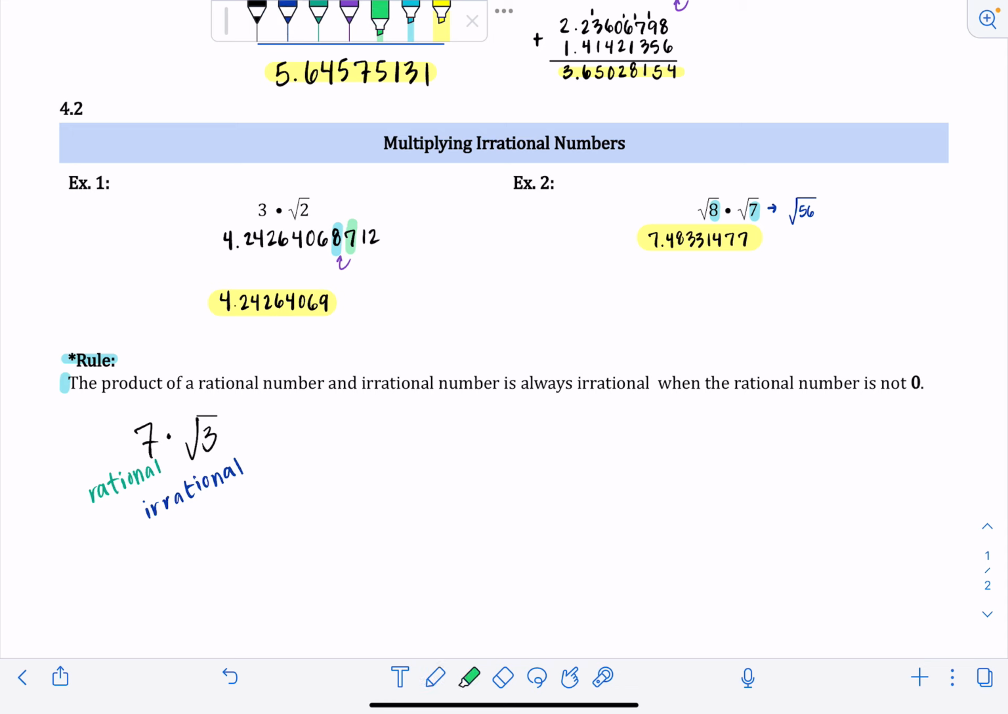This second part, when it says when the rational number is not 0, it's because if I were to make my rational number 0, say it's 0 times the square root of 3, well, anything times 0 is 0, so 0 is not irrational because it's not a decimal that goes on forever. So that's the only case that would make it not irrational, if you're multiplying by 0, because that makes everything 0.